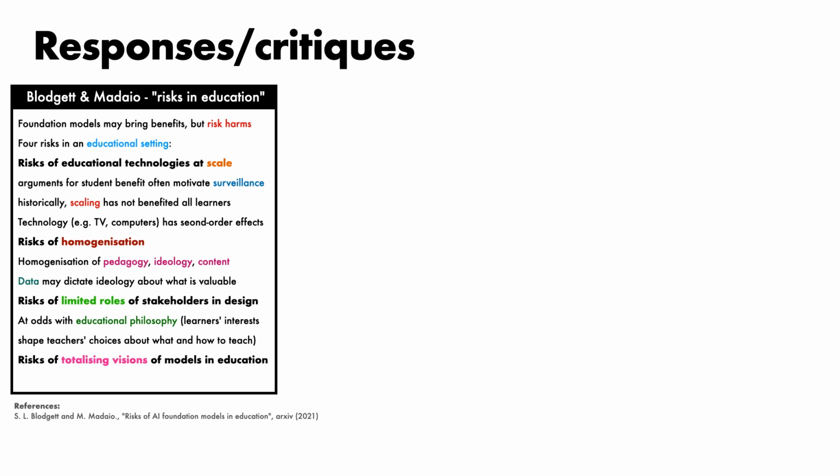A fourth risk stems from the expansive and totalizing vision of the role of foundation models put forward in the report. This paradigm requires that teaching and learning is formalized in a way that is legible to foundation models, without considering the possible risks of formalizing teaching and learning in this way. More broadly, Blodgett and Madeo suggest that claims that foundation models have the potential to radically transform teaching and learners in a way that benefits learners should be approached with a critical eye.